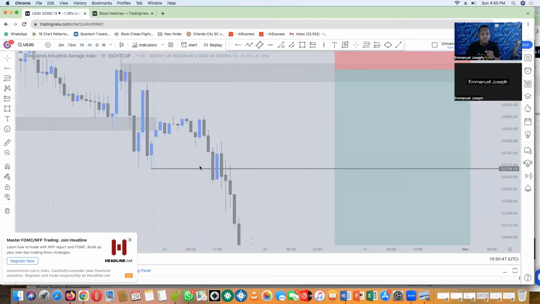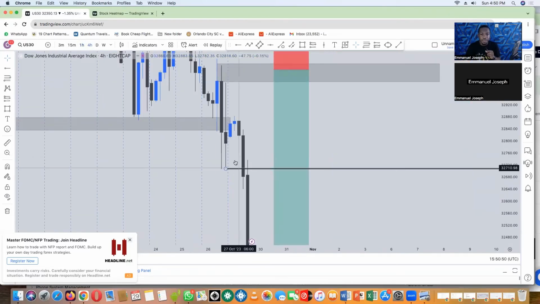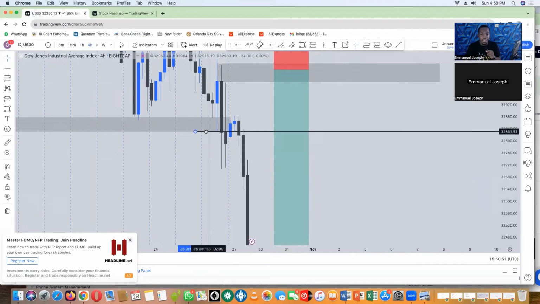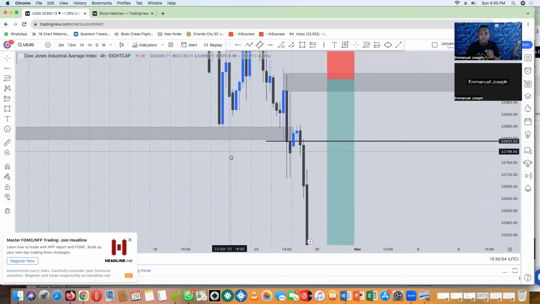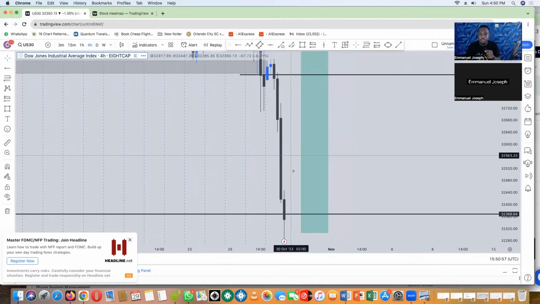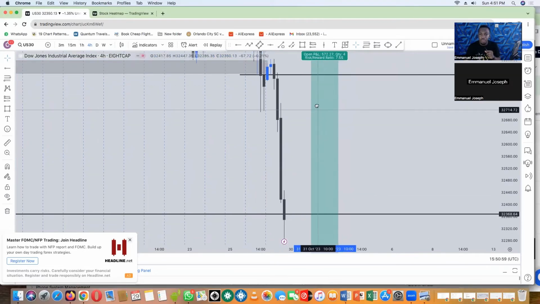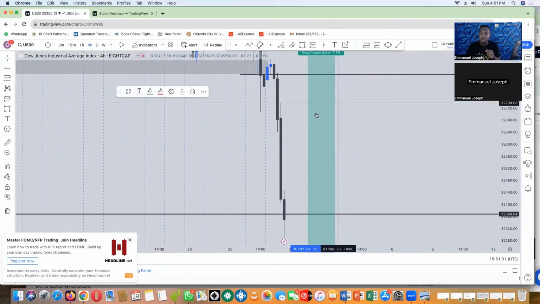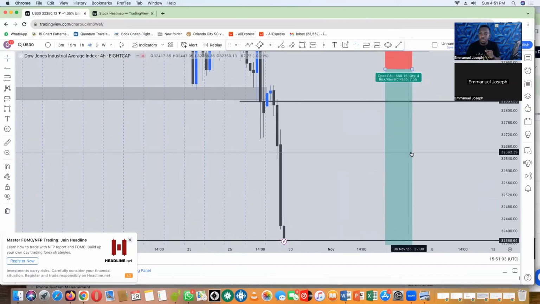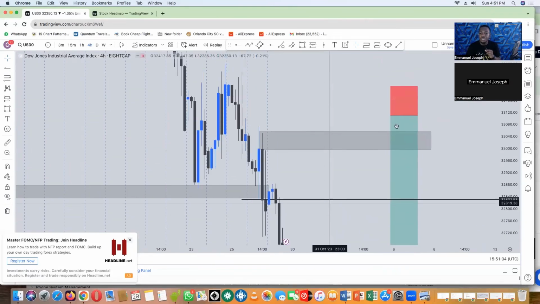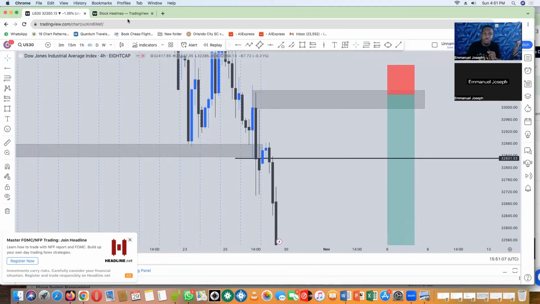No, H4. I want to use that area. I think I'd rather use here. Okay, I would rather use here as a point of interest. So I expect price to touch here and maybe shift down a little bit before going all the way to my flip zone. All right. So this is my simple analysis on how to trade US30.